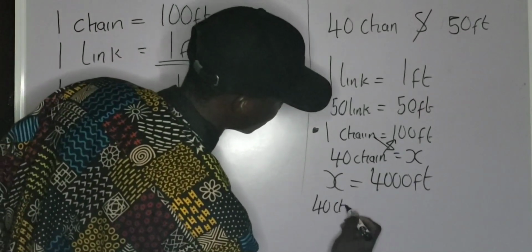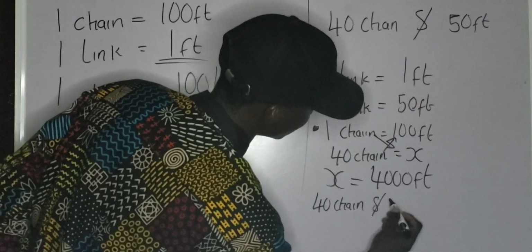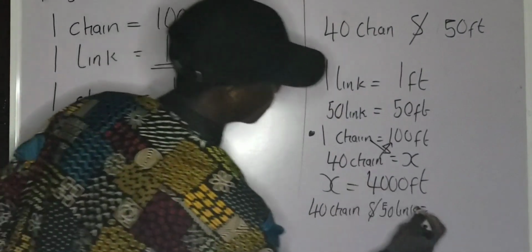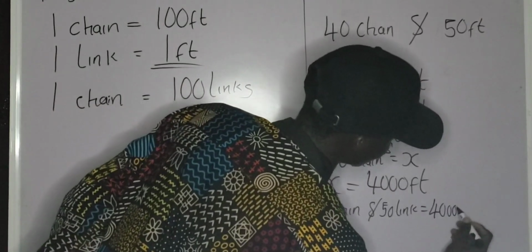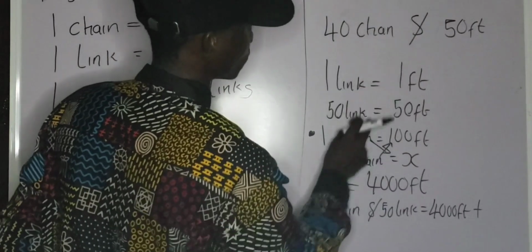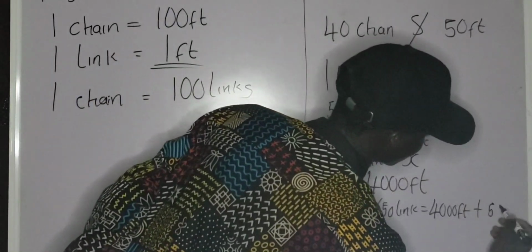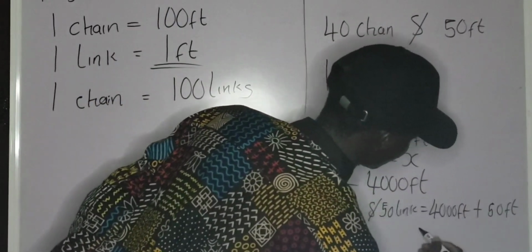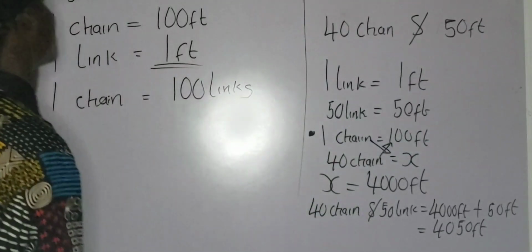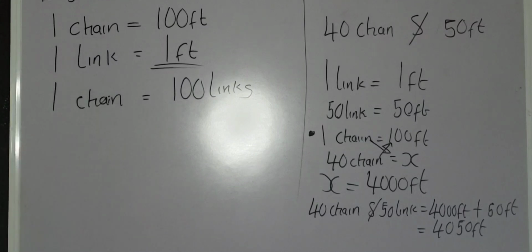Now the total distance, which is 40 chain and 50 link, is equal to 4,000 feet, plus we have already converted 50 links to feet, so plus 50 feet. Do you understand? So that will be 4,050 feet. You understand? So we have already converted the engineer chain to feet only. So that is how to convert distance measured in engineer chain and Gunter chains to feet.